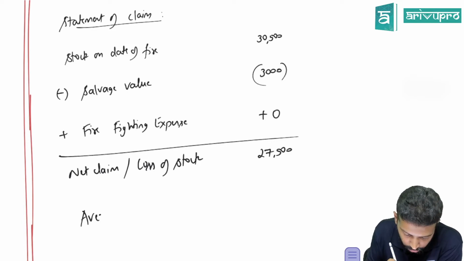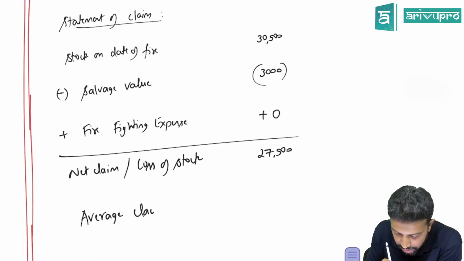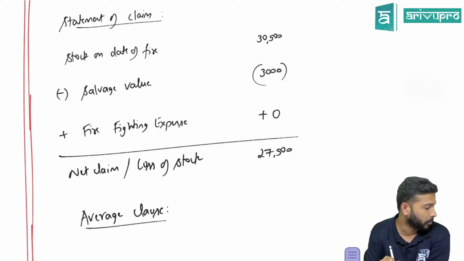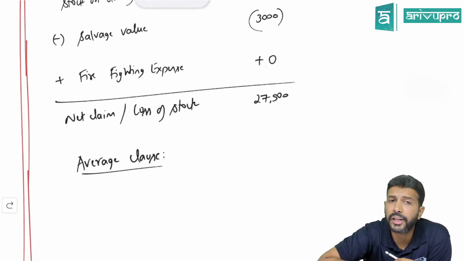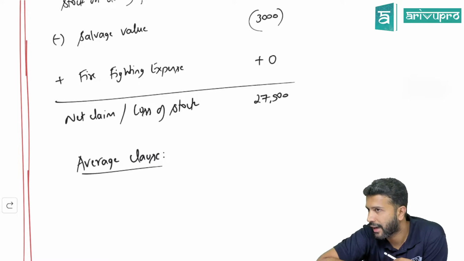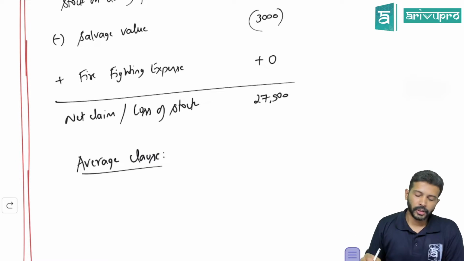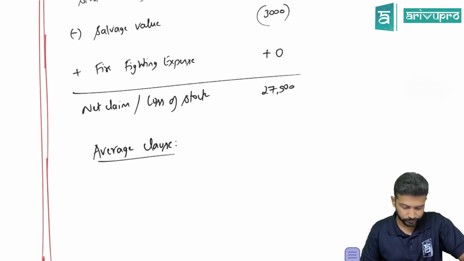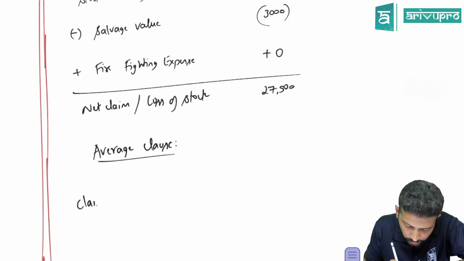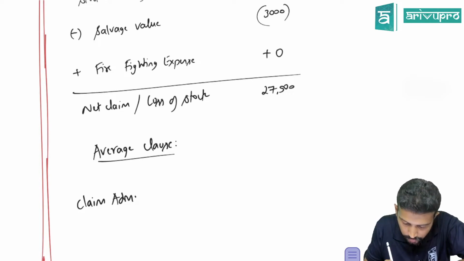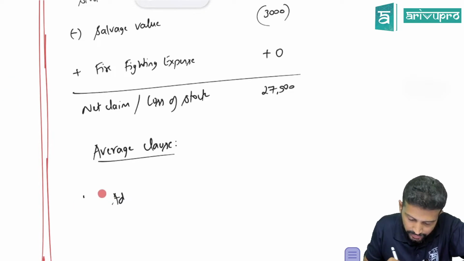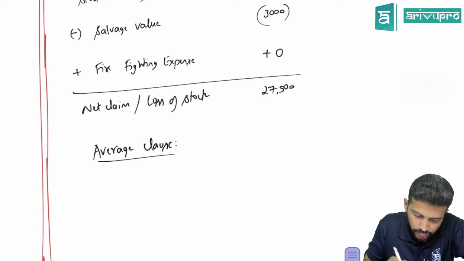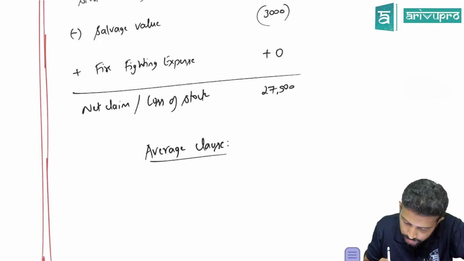Now check the screen, all of you. One small concept has come. I will explain this concept with the help of this particular problem only. That is called what, sir? Average clause. Average clause. Okay. Or you can write like this. One minute. Hang on. I'll write like this. Can I move this? Yeah, I can.